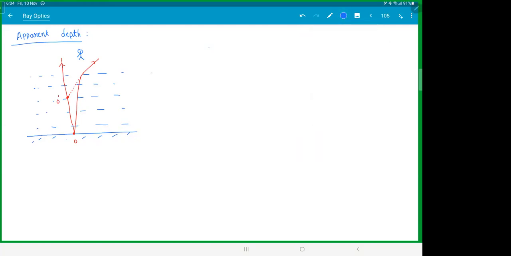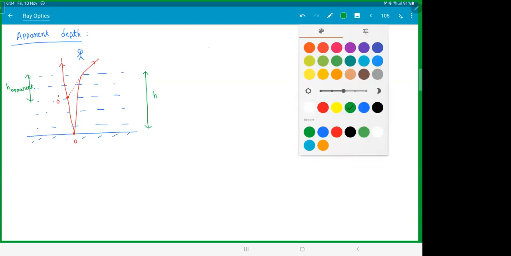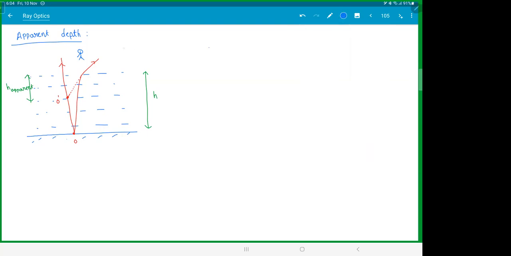So this feels as if this was the actual depth. This depth here is called H apparent. Hence, it is not real depth. So outside is mu observer. This is mu liquid. Derivation is not that important. So we will directly jump into this result.